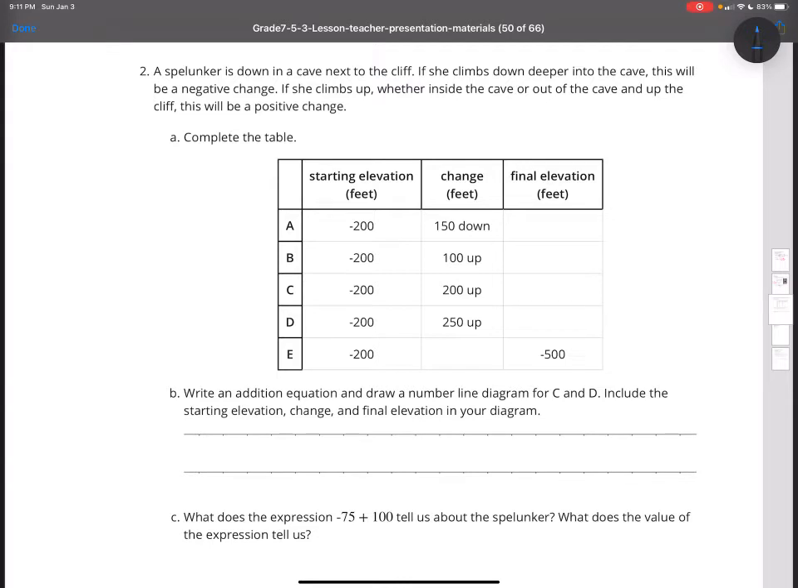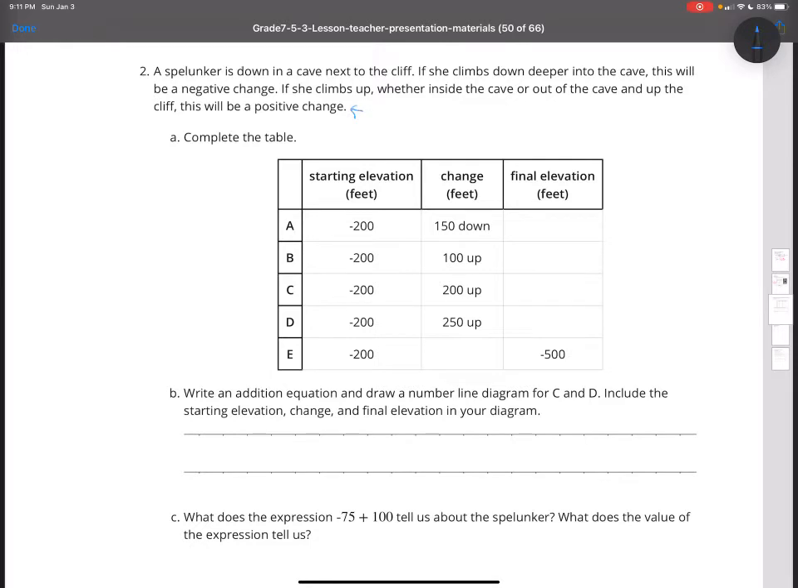Okay, guys, let's look at number 2. It says a spelunker is down in a cave next to the cliff. If she climbs down deeper into the cave, this will be a negative change. If she climbs up, whether inside the cave or out of the cave and up the cliff, this will be a positive change. Okay, so before we jump into part A, I want to reference back to the second question. Basically, what it's telling you is that regardless of whether she's in the cave or not, if she's moving up, it's a positive change, okay?